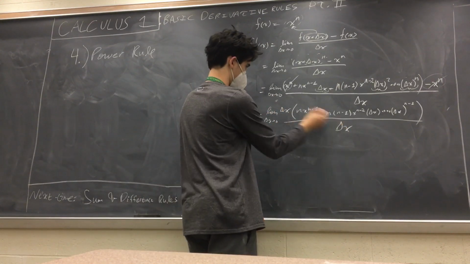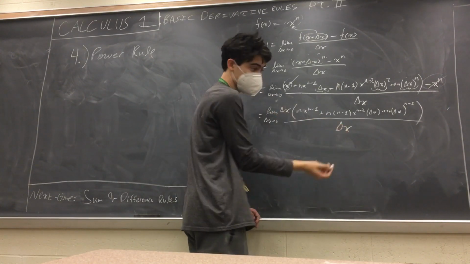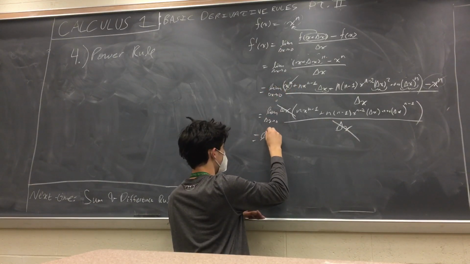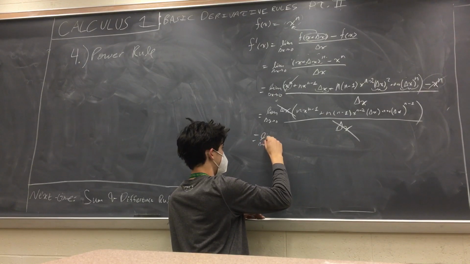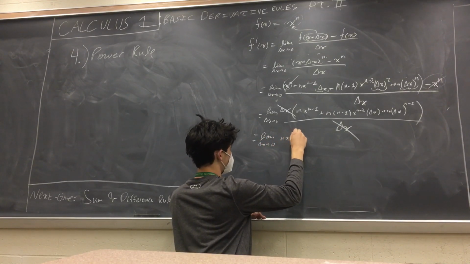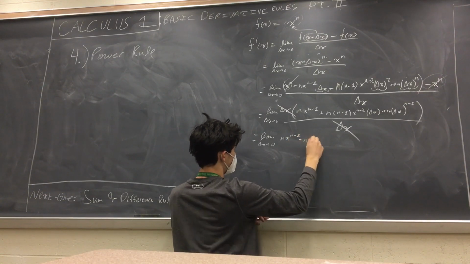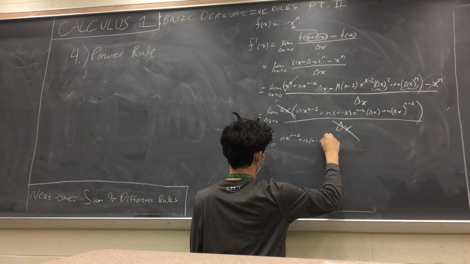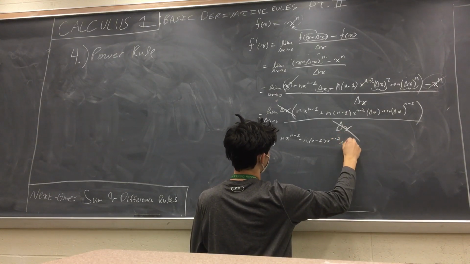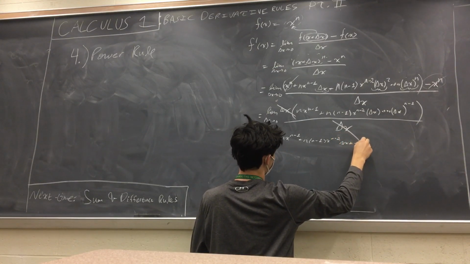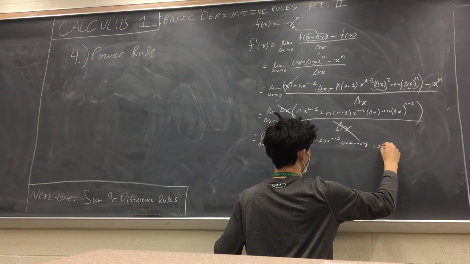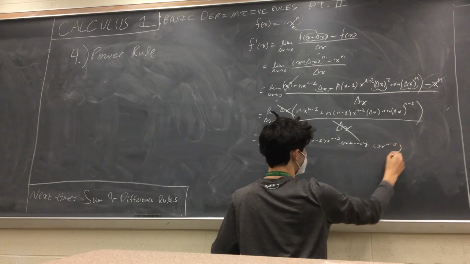Now we have a delta x on the top, or on the numerator, and in the denominator. So we can cancel those. We get the limit as delta x approaches 0 of nx to the n minus 1 plus n times n minus 1 x to the n minus 2 delta x plus so on and so forth until we get to delta x to the n minus 1.